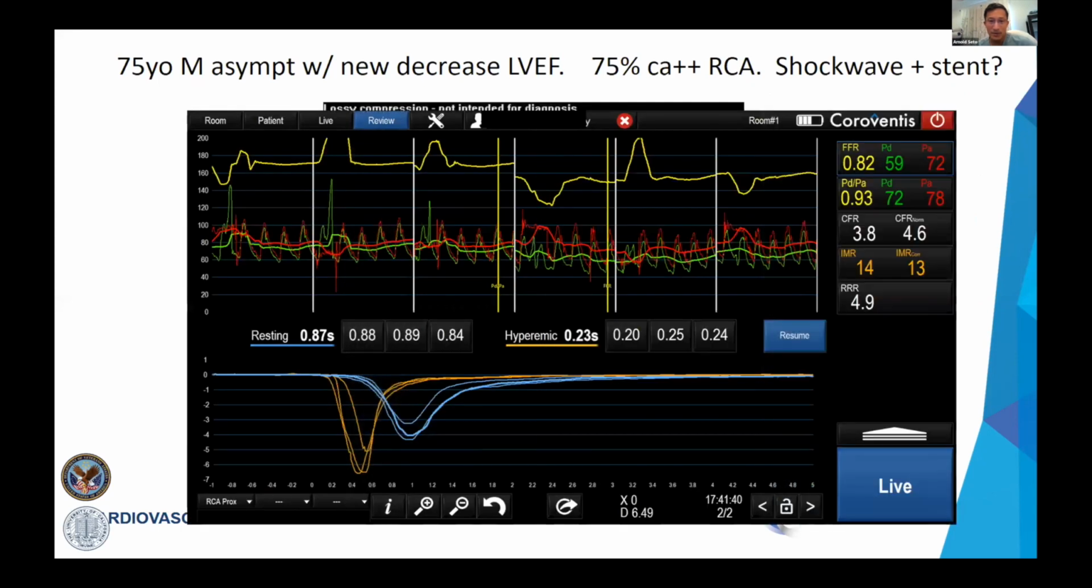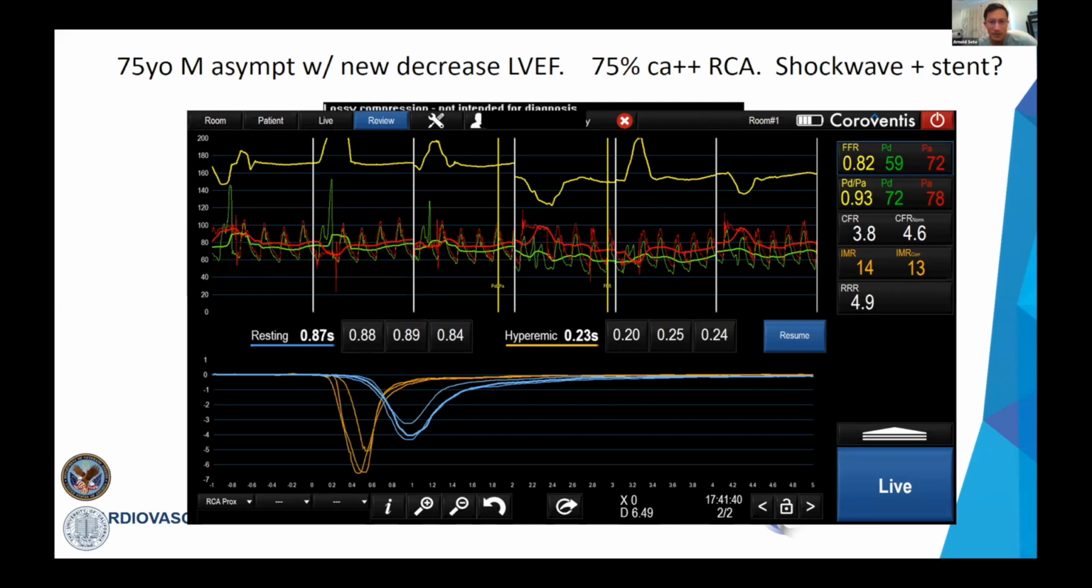Well, as Hyder showed, you now have the Corventis CoraFlow system with Abbott wire. You can show that the FFR in this case is borderline negative. The RFR is negative. The PdPa is 0.93. But importantly, the CFR is 3.8, where normal is greater than 2.5.